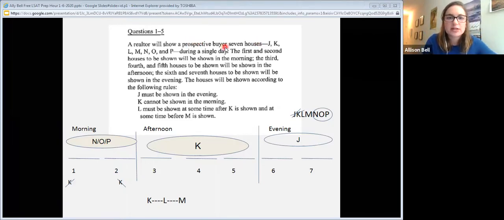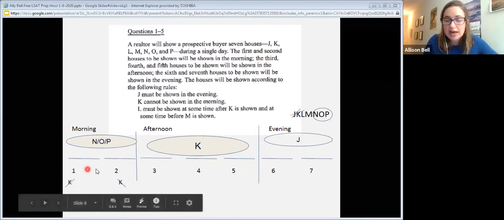So we've got a scenario where someone's buying 7 houses, and they seem to be leading us to think about the order in which these houses are going to be shown: first and second, third, fourth, and fifth, and so on. Typically, when I'm asked to think about order, which is about half the games on logic games, I'm often going to set up some kind of number line. So here I make a number line 1 through 7.